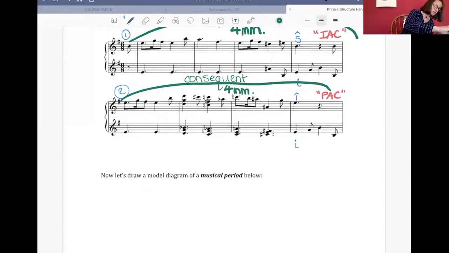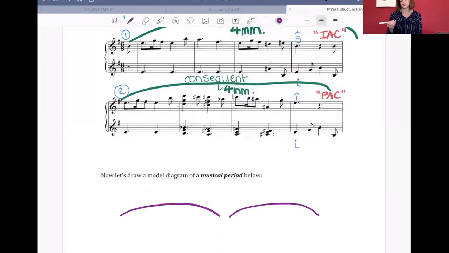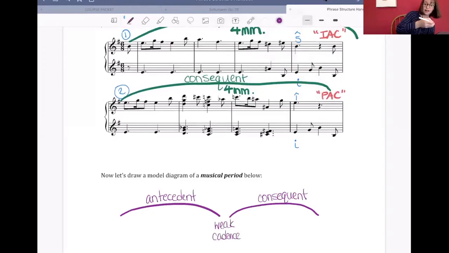I'm going to recreate this drawing down here. And this is what we will come to know and call a phrase diagram, where you use these arcs and cadence labels and measure numbers to take a musical phrase and diagram it without needing notes or really that much in terms of prose either. So we've got antecedent phrase and consequent phrase. You have a weak cadence in the middle. And then you have a stronger cadence at the end.